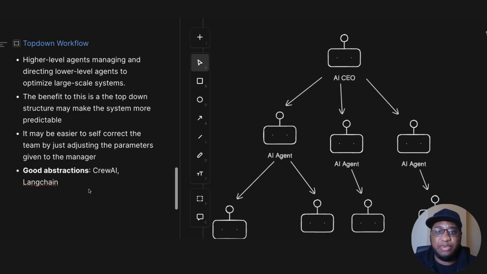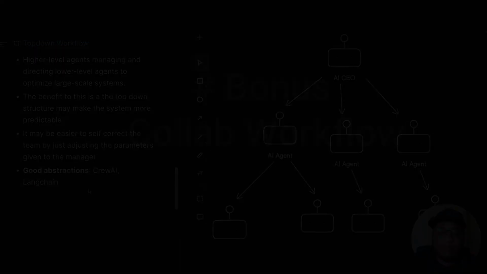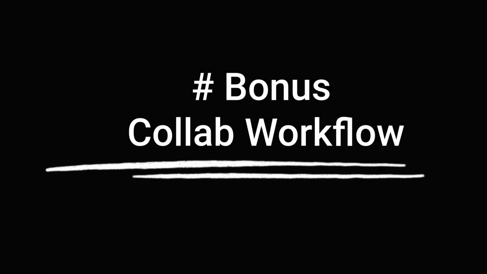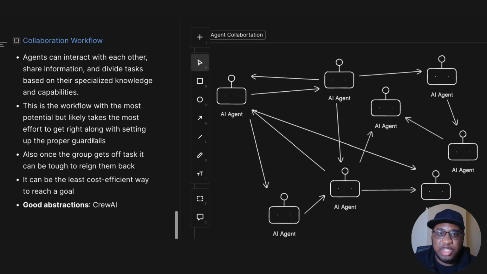But I've also seen people who can implement this from scratch on their own. It's going to depend on how much time you have and how much control you want at the low level. The collaboration workflow. This is where you have multiple agents that can communicate freely with each other. There's no structure imposed on them, but they can work on different tasks and hit up a different agent that maybe is a specialist in a specific task.